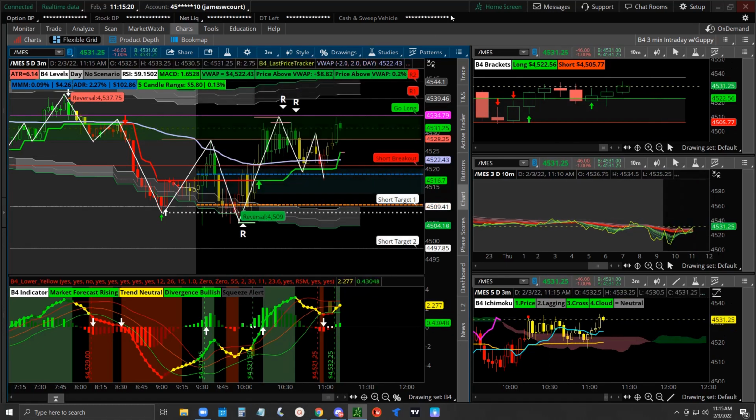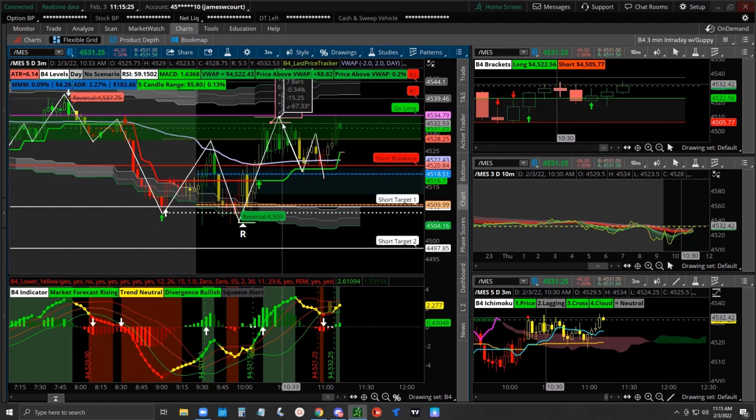All right, the 1 hour did reach the 50%, if you have noticed. And if they do close above 50%, that's going to start a swing up.